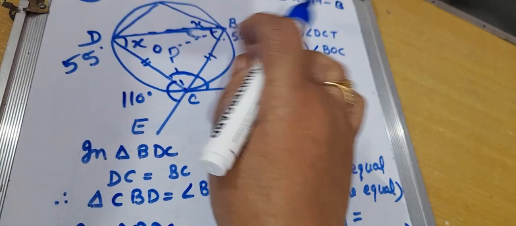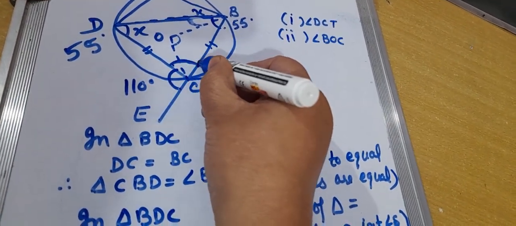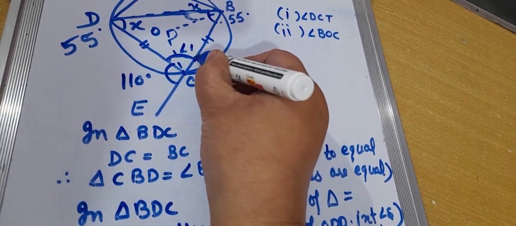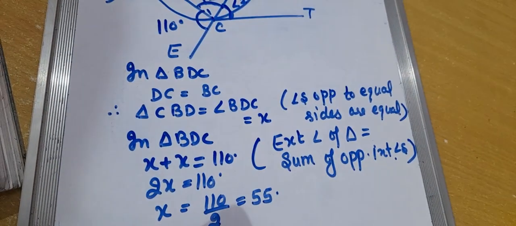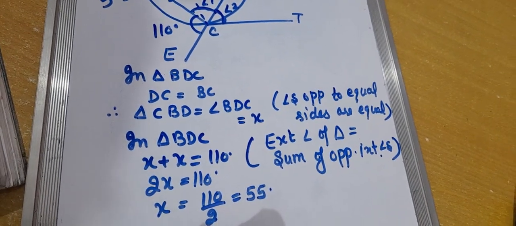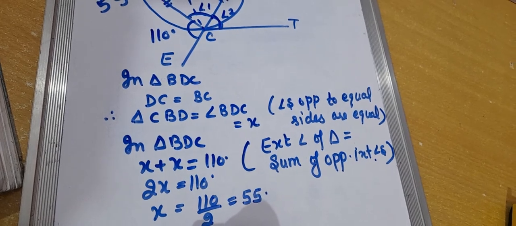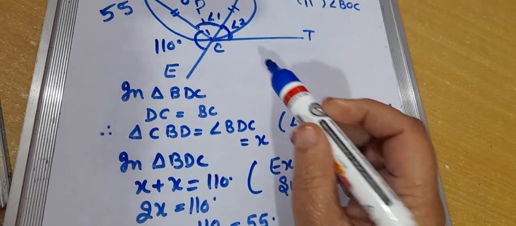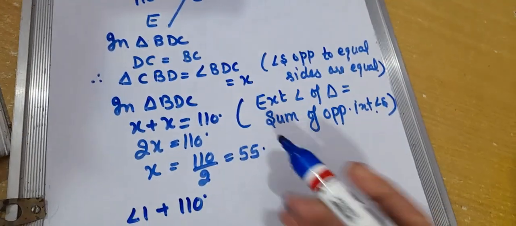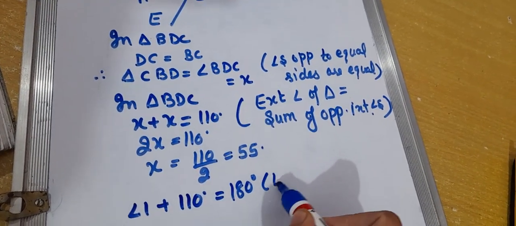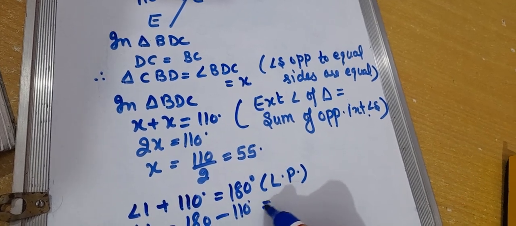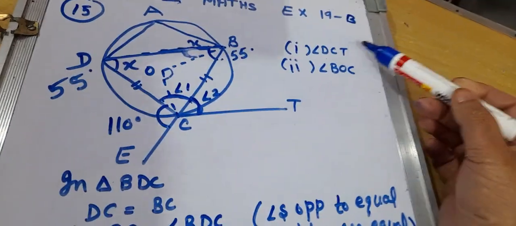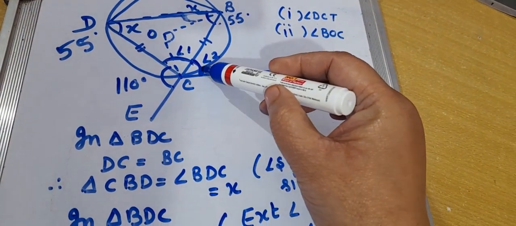Now, to find angle DCT, we need to find two angles. We will do this in two steps. First we will find angle 1, then angle 2. For angle 1, start from here. Angle 1 plus 110 equal to 180 degrees, linear pair. So angle 1 will be 180 minus 110, that is 70 degrees. So this DCT is made up of two angles, angle 1 and angle 2. Now we need to find angle 2.